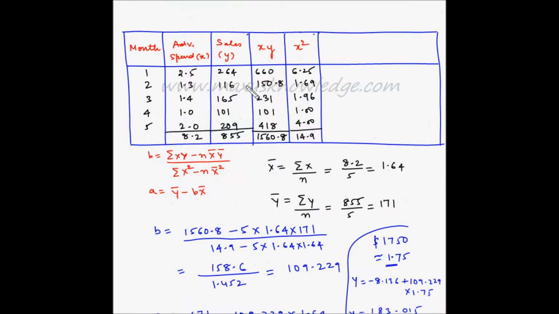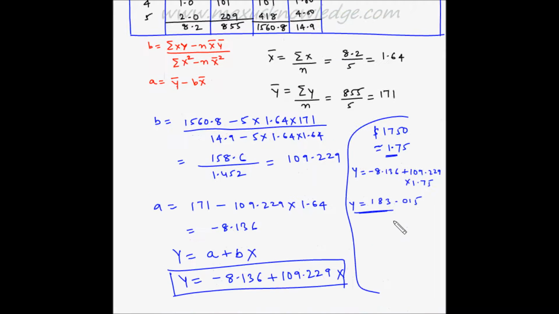And now we have also considered the sales in terms of thousands of units. So this is also in thousands of units. So the actual sales is 183015 units. So this is the forecasted sales for the next month.